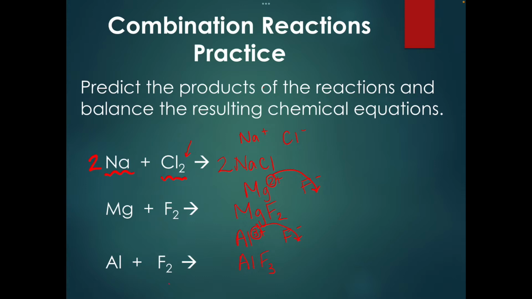Looking at this, you'll notice that our fluorines are not balanced. Anytime you have a 2 and a 3, remember that those are going to balance to 6. So we're going to make this one multiplied by 2 and this one multiplied by 3 so that we will have 6 fluorines on each side. Then we need to balance our aluminums. We have 2 aluminums on the right, so we need to put a 2 here so that we also have 2 aluminums on the left.